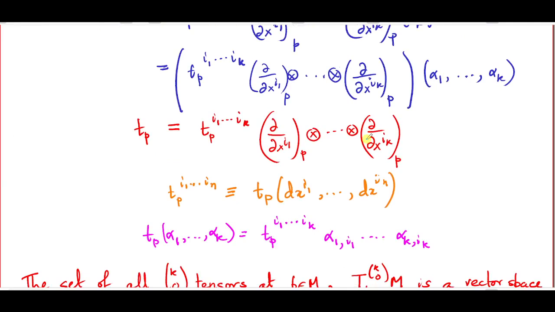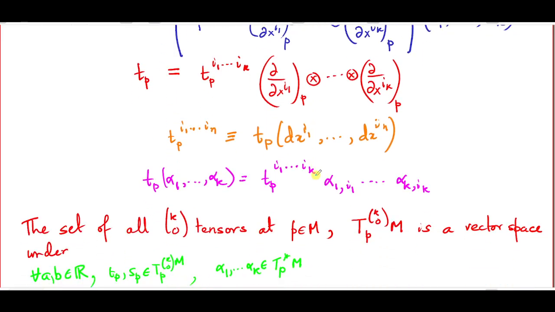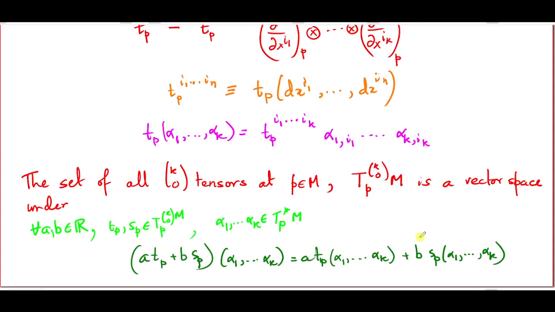Now, a while ago I mentioned that these tensor products actually form a basis of the set of all (k,0) tensors at the point p. That of course hinted at the fact that if you take all the (k,0) tensors at the point p belonging to M, this set, also known as T_p^(k,0) M, that's the shorthand, is a vector space. Now, of course, to be a vector space, you have to define how to add two elements of this and how to multiply them by numbers, and that's very straightforward.